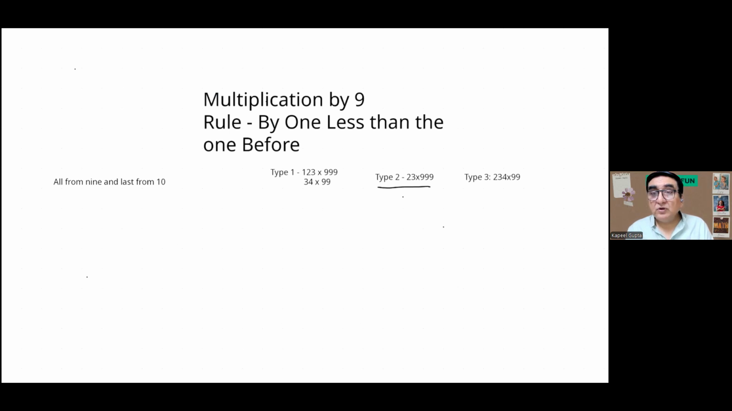But in type 2, the number of digits in multiplicand is less than the multiplier because 23 is a 2-digit number and 999, the multiplier, is a 3-digit number. So, what needs to be done? I write 23 and I add a 0 here. So, I turn this into a 3-digit number, right?